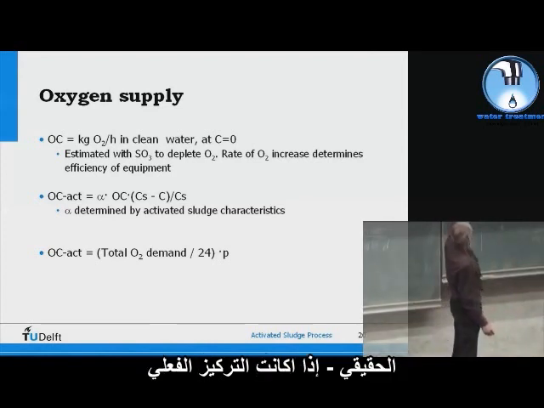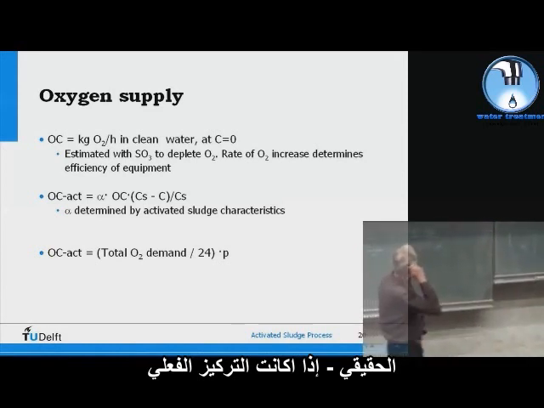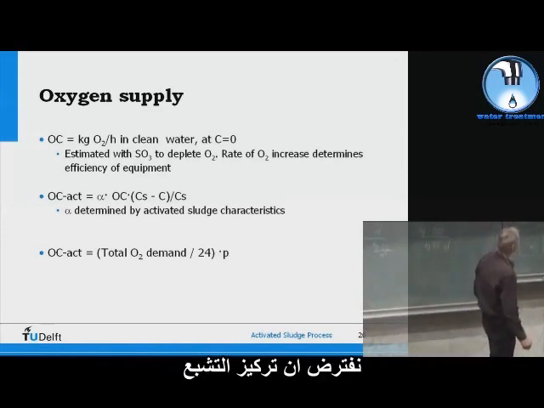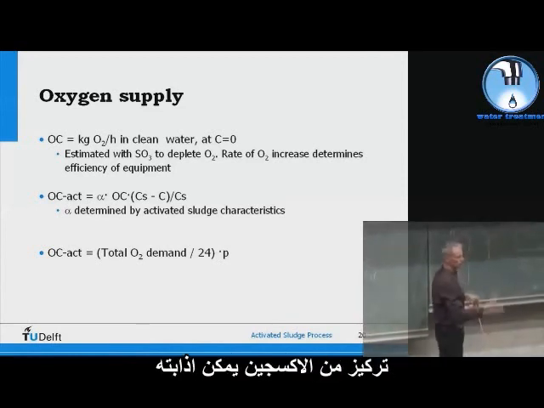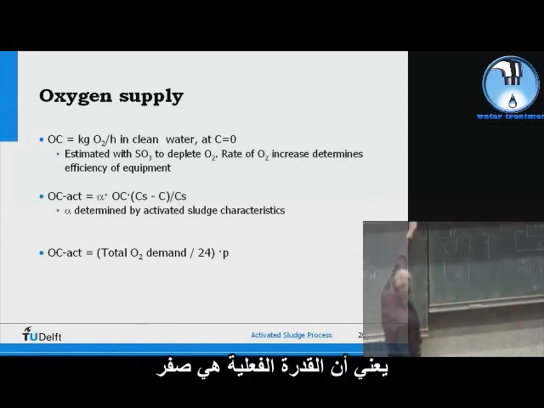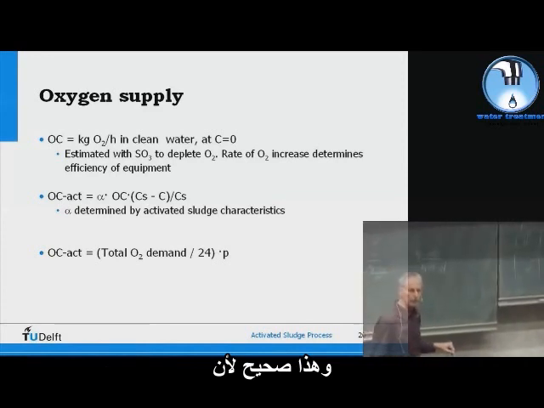And the actual concentration. So if the actual concentration equals the saturation concentration. Suppose the saturation concentration is 8. That's the maximum concentration of oxygen that can dissolve. If it's 8, then yeah, it's the same, and this term is 0, which means that the actual capacity is 0.